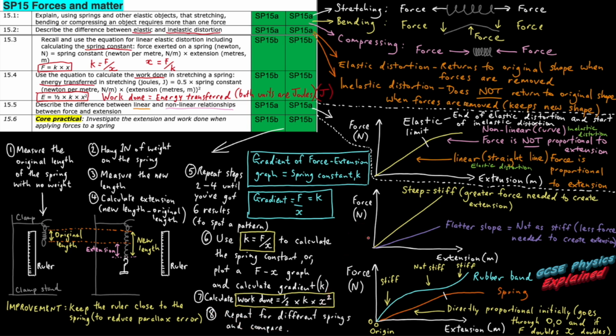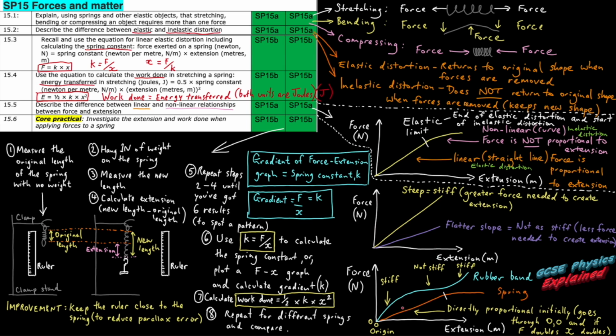So if we look over here, if you were to get a steep slope on your force extension graph, that means the spring's stiff. In other words, you needed a greater force to create an extension. And if you get a flatter slope, that means it's not as stiff. So in other words, less force is needed to create an extension. So look, I don't know what that extension is there, just say that extension was 10. This slope only needed a little force to create the 10, whereas this spring with a big slope needed a lot more force to get the same extension.